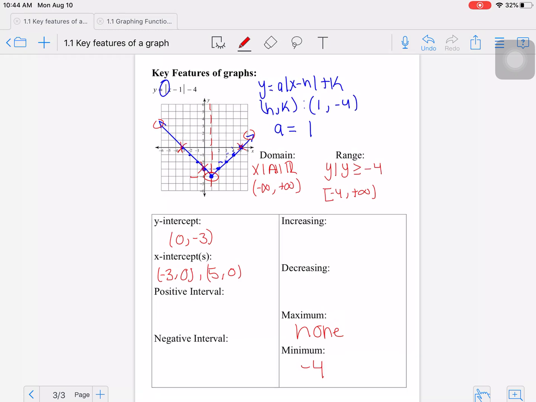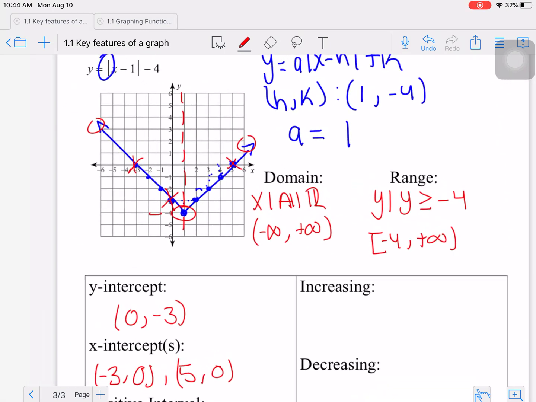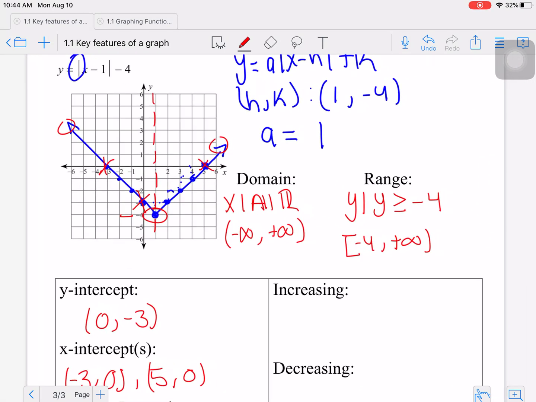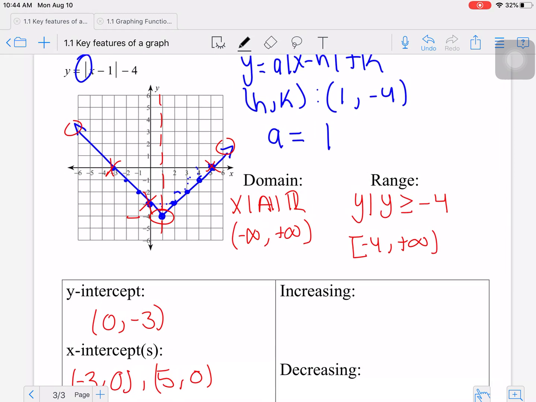So increasing, I want to know where my function is increasing. Now what does that mean? That means that I want to know from where to where does my function have a positive slope. Well, I can see that from here to here, and notice that that function never ends. So from here to here, that function has a positive slope.